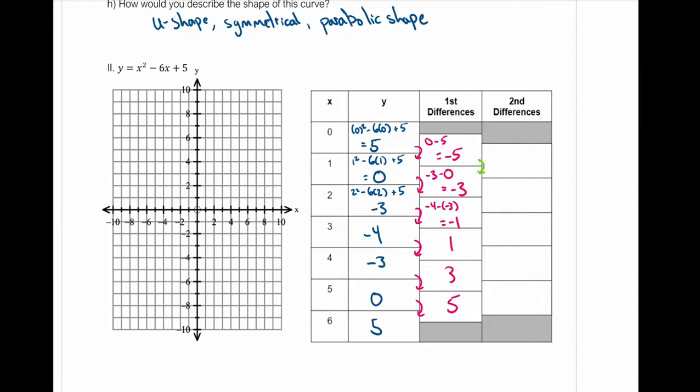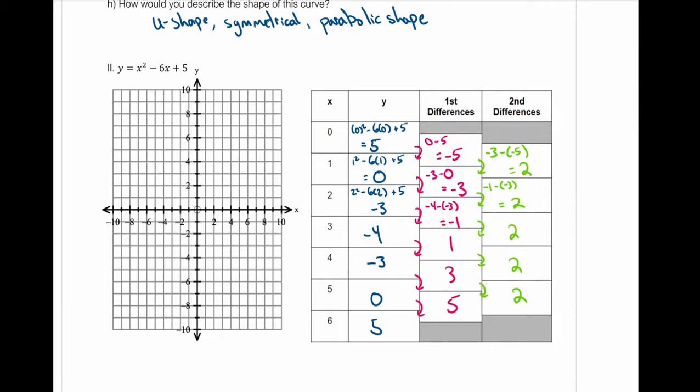If we look at our second differences, it's the same idea that we just did, except we're looking at the values of the first differences. So negative 3 minus negative 5, we get 2. Negative 1 minus negative 3, we get 2. And so on. If we continue doing the bottom minus the top, we should see that our second differences are all 2, which leads us to believe that this is going to be a quadratic graph, which is good because that is what we're graphing.